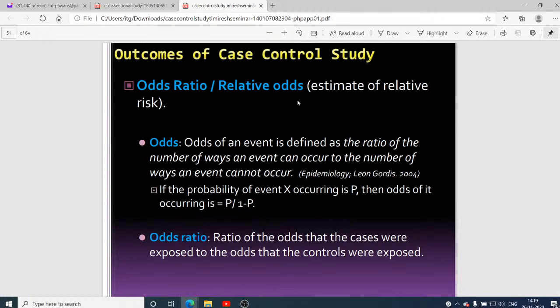The odds of an event is defined as the ratio of the number of ways an event can occur to the number of ways an event cannot occur. If the probability of event X occurring is P, then the odds of it occurring is P divided by 1 minus P. The odds ratio is the ratio of the odds that the cases were exposed to the odds that the controls were exposed. So it is a ratio between two odds, cases odds and control odds.